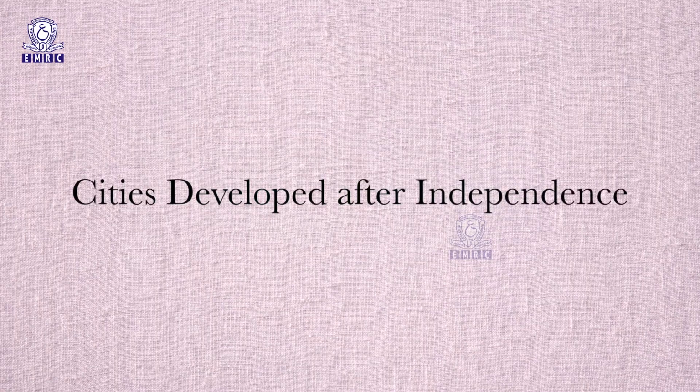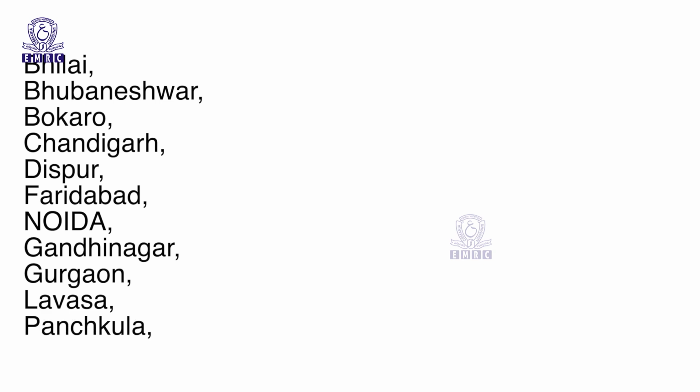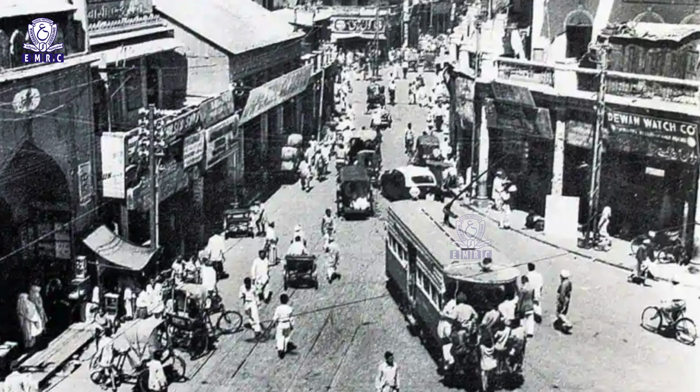Now let's look at the cities which were developed after independence. A number of cities and towns were developed by the national and the state governments after independence. These were well-planned cities which have been provided adequate social amenities. The cities of Bhilai, Bhubaneswar, Bokaro, Chandigarh, Dispur, Faridabad, Noida, Gandhinagar, Gurgaon, Lavasa, Panchkula, Patnagar and Rourkela are some of the important cities developed during the post-independence period.